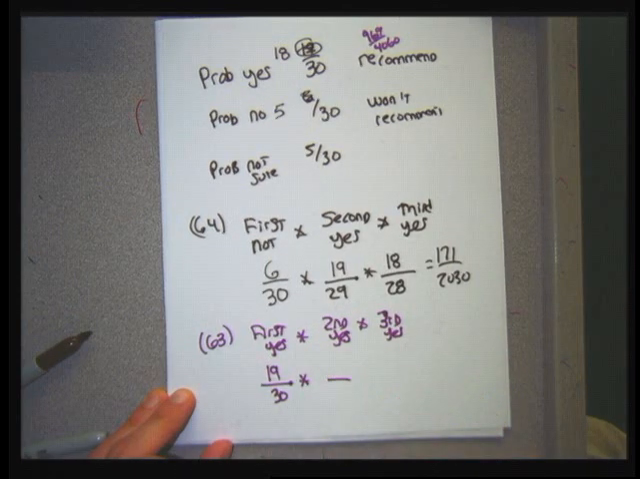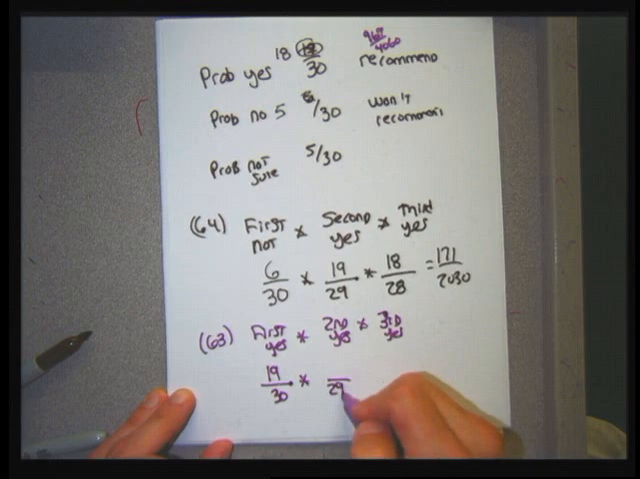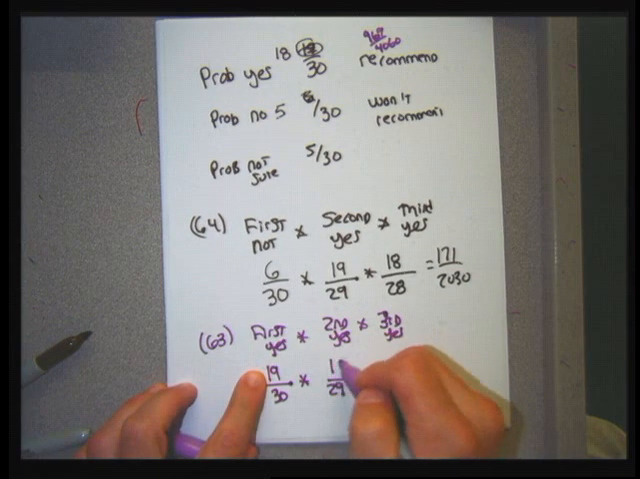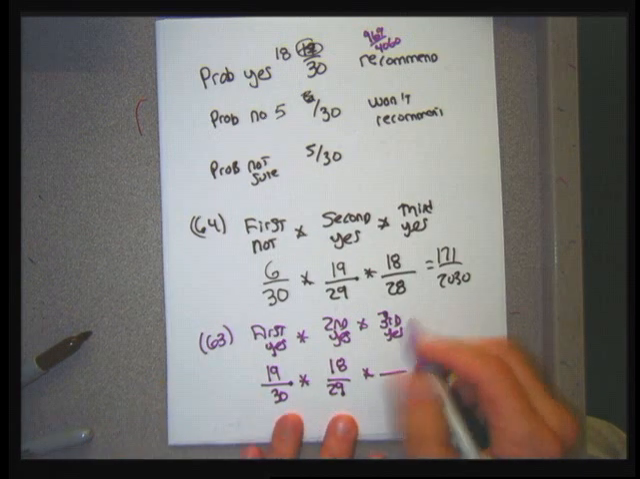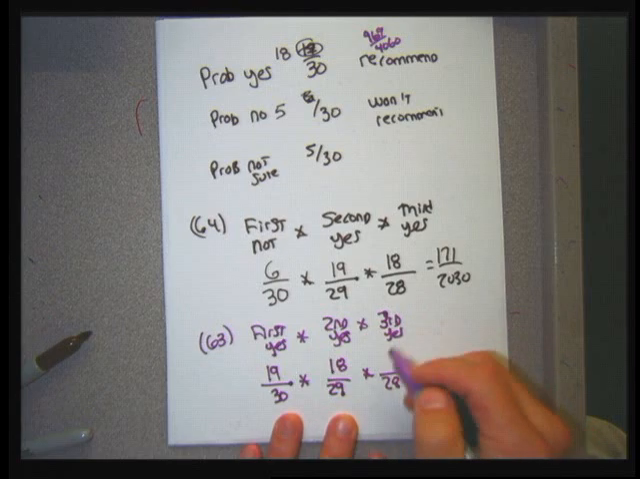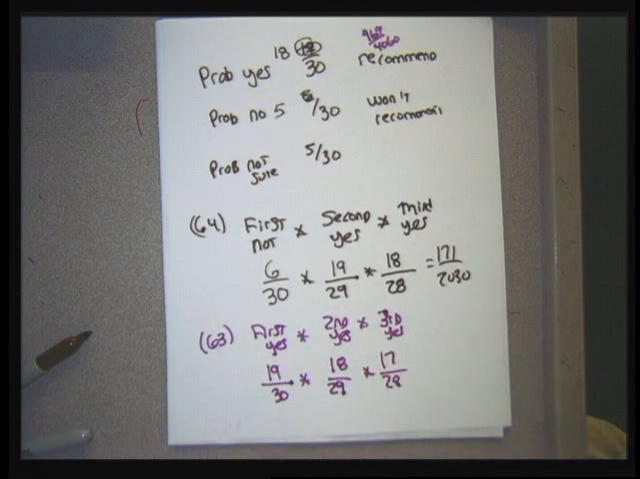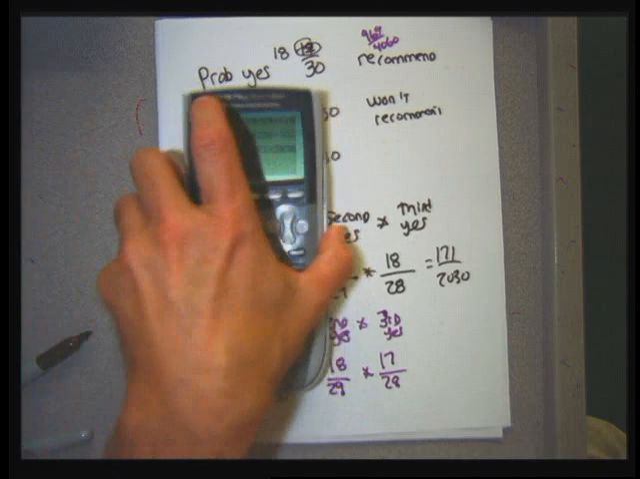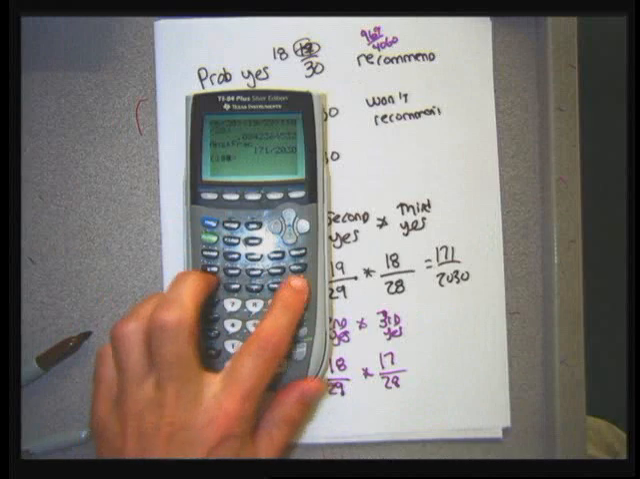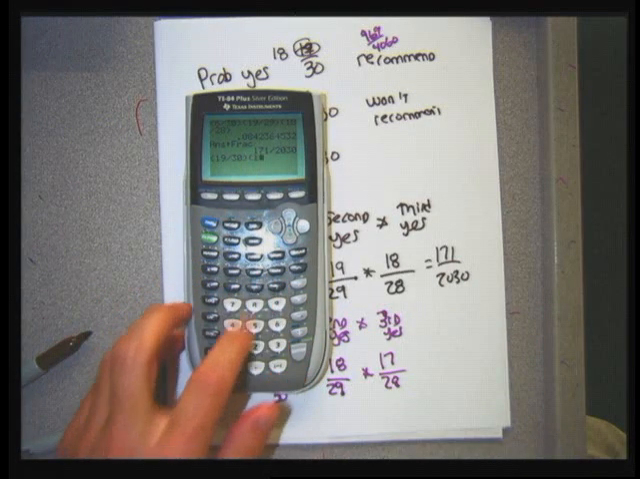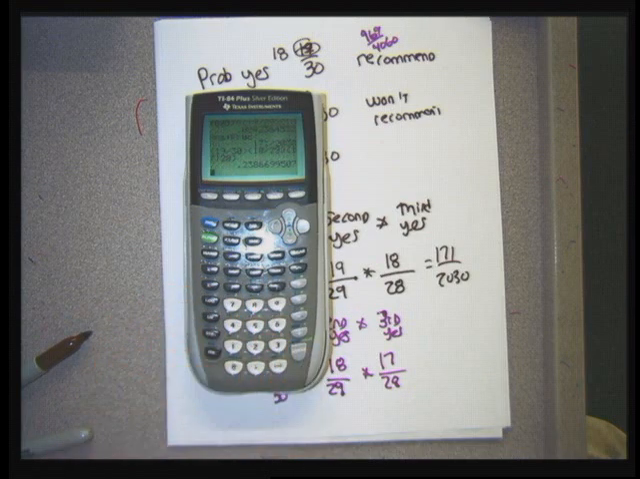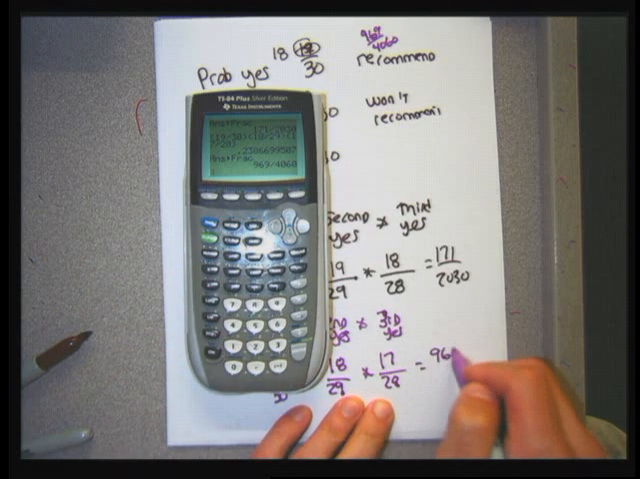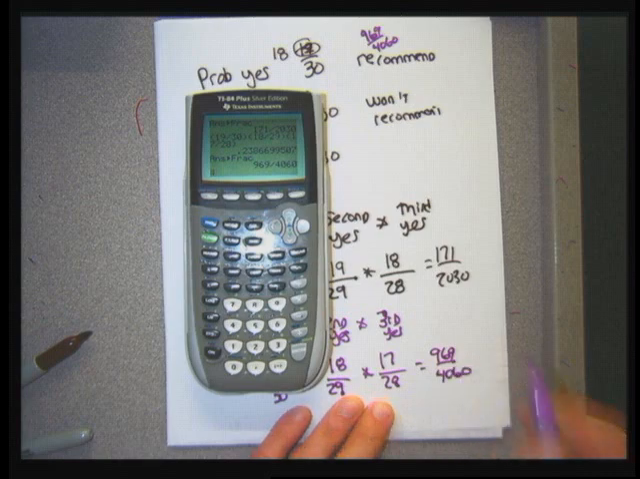Once I pick from one of those 30, there's only going to be 29 left. I've taken one of the 19 that would say yes, so there's only 18 left. And for the third person, once I've pulled 2 of the 30 away, I only have 28 left, and there's going to be 17 left that would say yes. Let me multiply these fractions together. 19 divided by 30, parentheses, 18 divided by 29, parentheses, 17 divided by 28, enter, math, enter, enter, and I get 969 over 4060, just like the author wanted me to get.